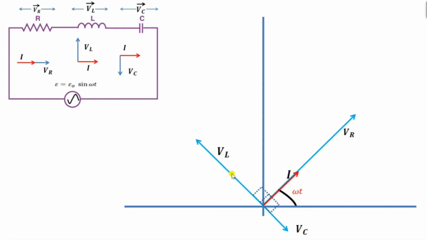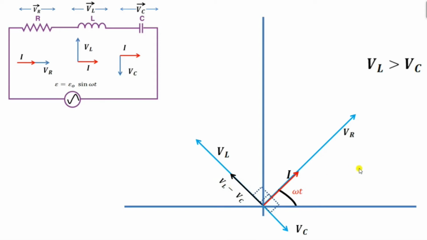Now we have to find the total voltage using these three vectors. Out here you can see VL and VC are in opposite directions, so the resultant of VC and VL will be in the direction of VL because we are considering VL greater than VC. So suppose after subtracting VC from VL, this is the resultant vector, we are getting VL minus VC. And now we'll find the resultant of VR and VL minus VC.